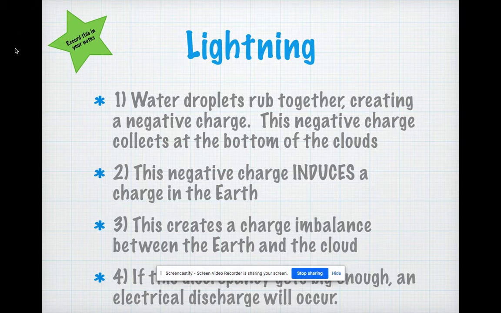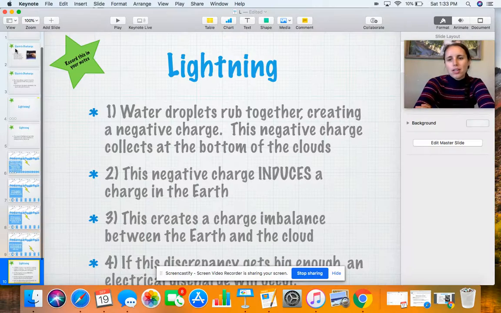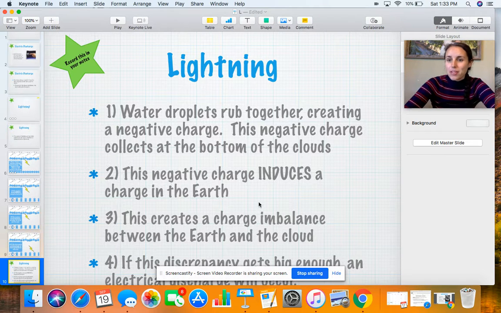And a little bit about lightning. This is just a summary here. If you do want to copy this into your notes, these are the steps that actually cause lightning. Water droplets rub together. This induces a charge in the earth. It's going to create a charge imbalance between the earth and the cloud. And if the discrepancy is big enough, you're going to see an electrical discharge occur. So that's how lightning works, all explained by physics. Pretty cool, right?